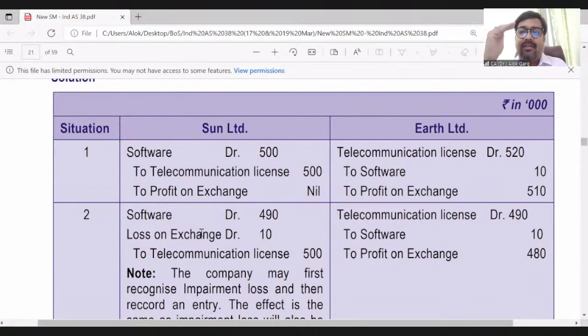Just keep in mind these 2-3 considerations. First, in the first priority, you have to pick fair value of asset surrender. If it is not there, then you have to come to the fair value of asset acquired. If that is also not there, then you have to take the WDV of the asset surrendered, which is coming in the books of accounts. I hope it is clear to you guys now. I hope it is clear to all of you.